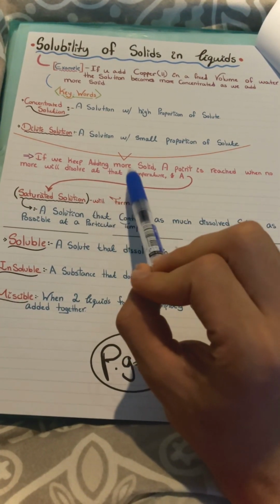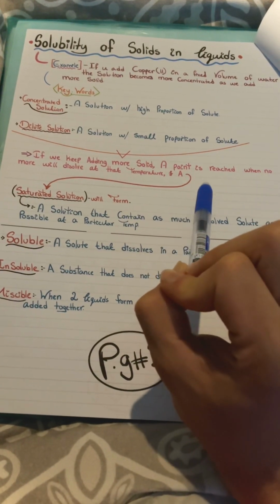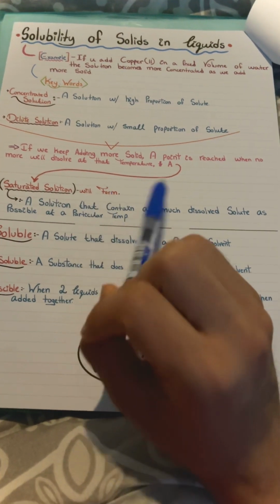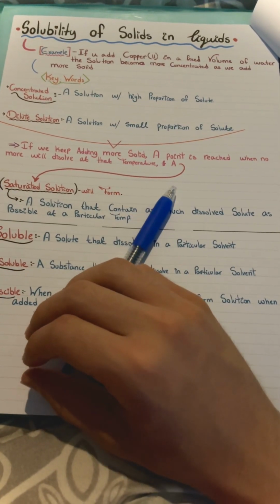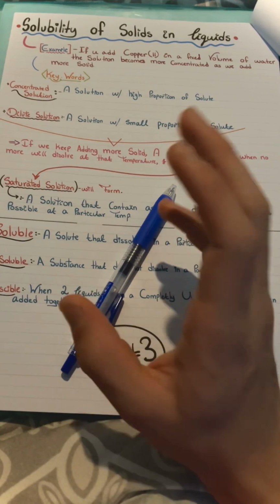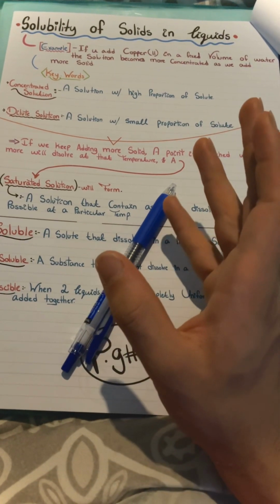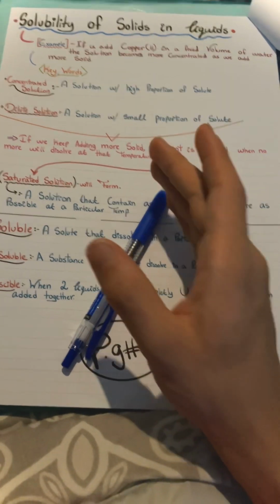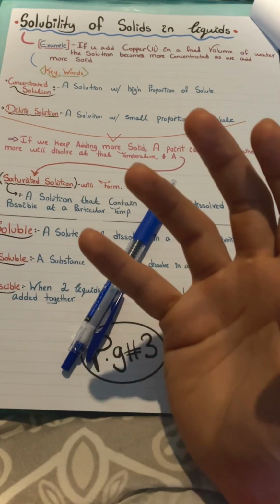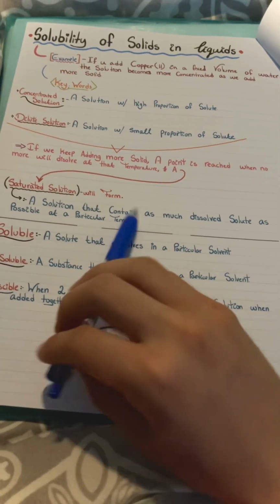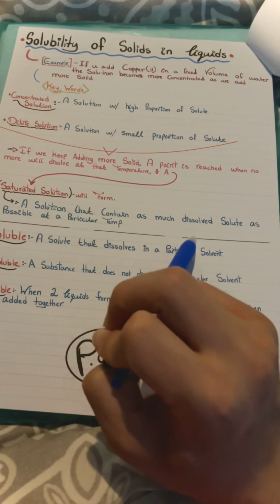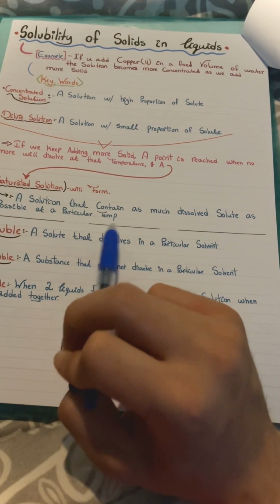If we keep adding more solid, a point is reached when no more will dissolve at that temperature and a saturated solution will form. So basically, when a solid is dissolved and is dispersed within the liquid, it is a soluble solid. Now, if you keep adding more solid, a point will be reached where no more solid can dissolve because you've already dissolved enough solid. When this point is reached, it forms a saturated solution, a solution that contains as much dissolved solid as possible at a particular temperature.